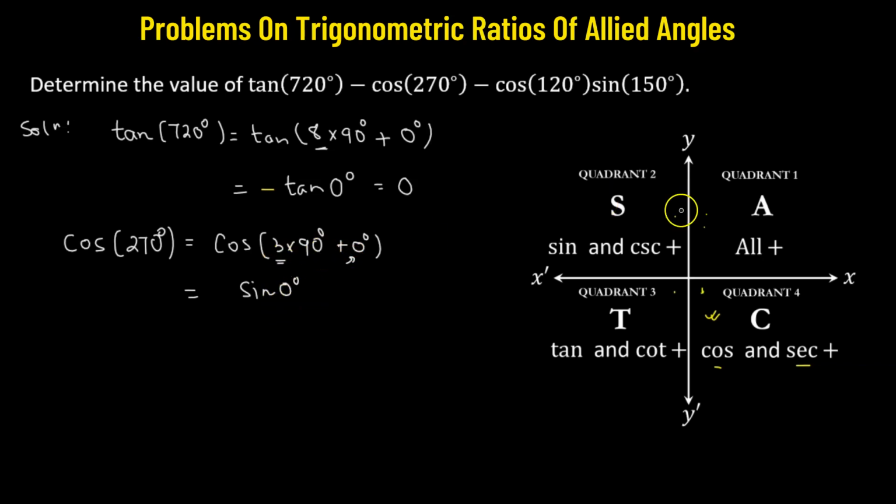Now 3 times 90 means we are in the first, second, third quadrant. In the third quadrant, only the tangent and cotangent are positive. Everything else is negative. So we're going to get negative sine 0. But since sine 0 is 0, this value is going to be 0.